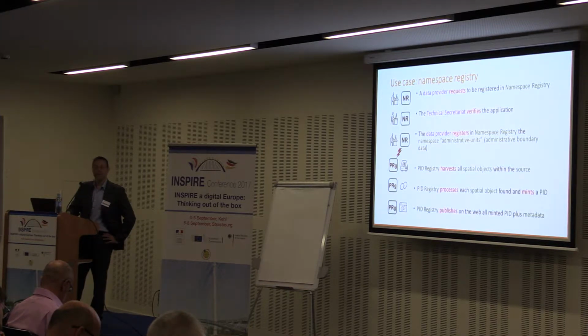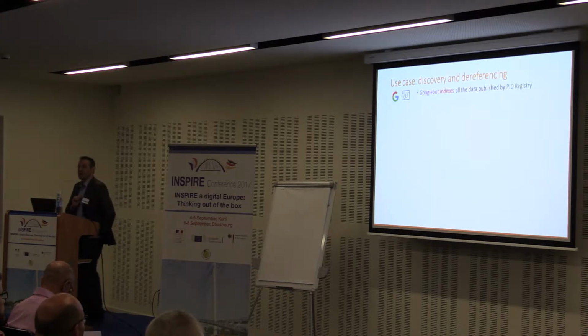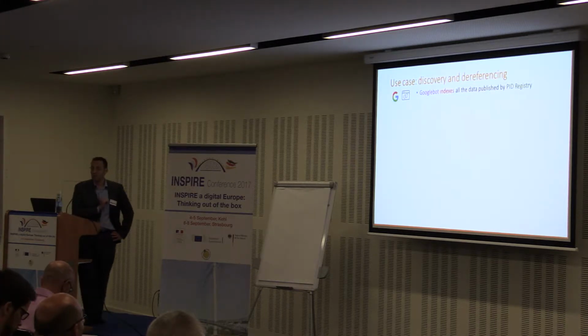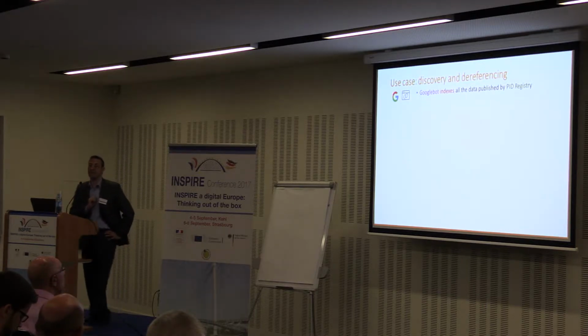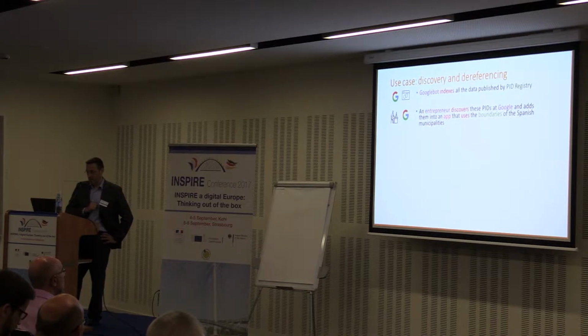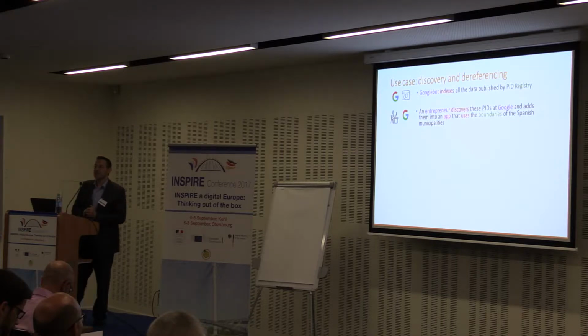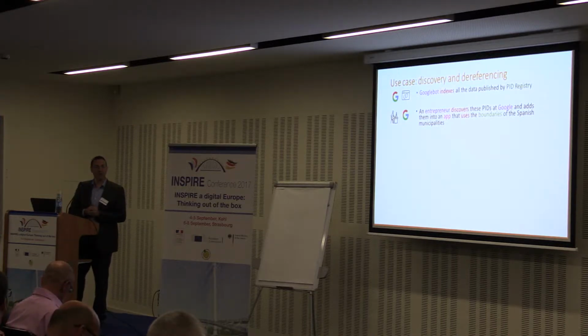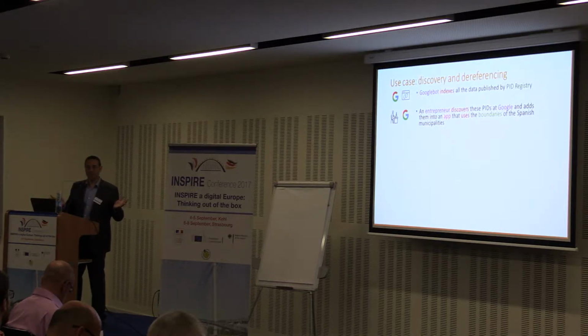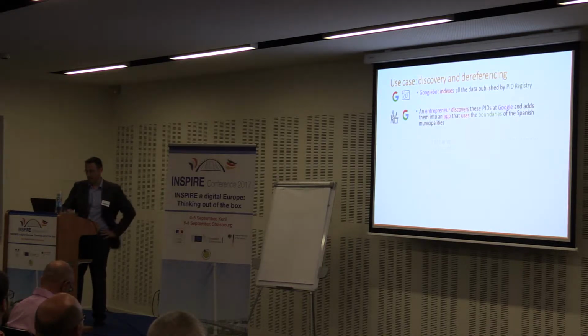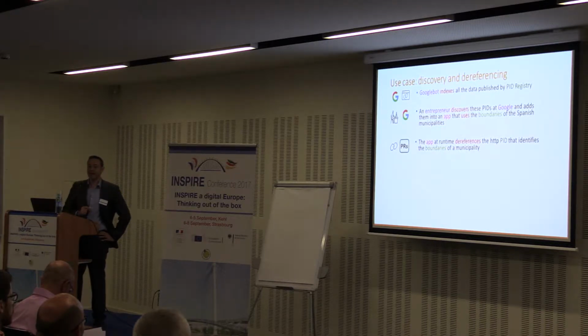The next thing is to publish all these PIDs on the web. And the question is why? Because we need Google, for example, to index all these PIDs. Probably an entrepreneur may discover by googling that they need some data, for example the boundaries for their app. So they find this information in Google, and then can start to use these PIDs in their app.